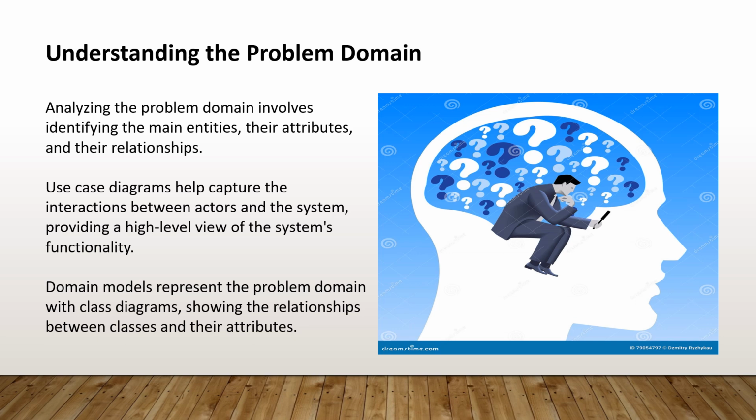The problem involves identifying the main entities and attributes. By using object-oriented analysis, the problem domain involves identifying the main entities and attributes. So here we can see that use case diagrams help capture the interactions between actors and the system, providing a high-level view of the system's functionality. Domain models represent the problem domain with class diagrams showing the relationships between classes and their attributes.